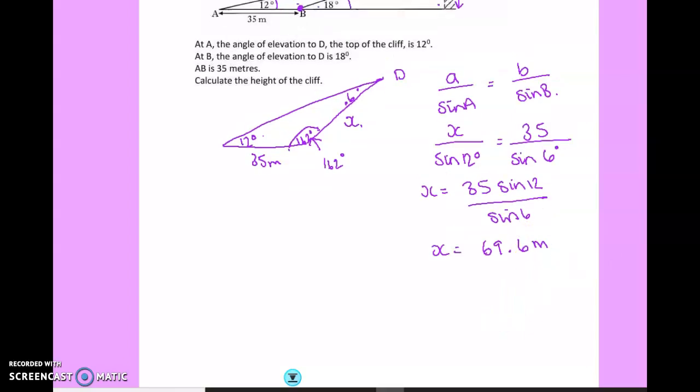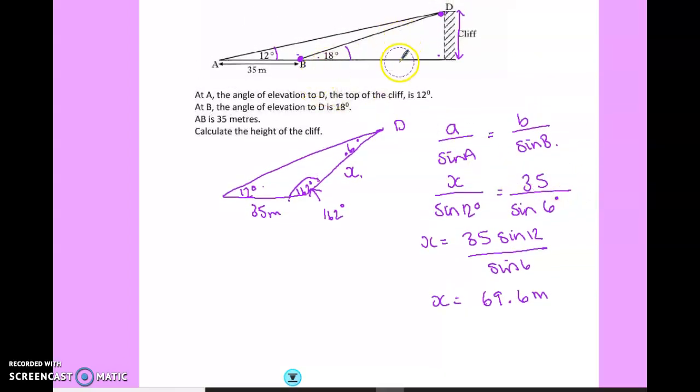Okay, that means if I go back up to my original picture, this line here is 69.6. That gives me a length in my small triangle. So that's 18 degrees, that's a right angle, and that is 69.6 metres. So now I can find the height of the cliff. Now I can find the length of that line there. Again, if you remember how to do it, use SOHCAHTOA for this. Most people forget SOHCAHTOA, so we are just going to use the sine rule again.